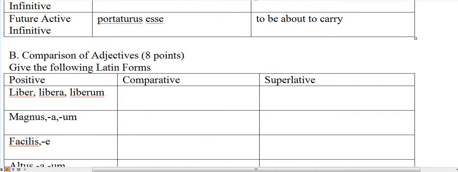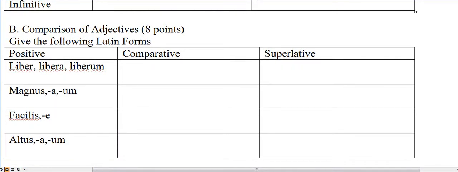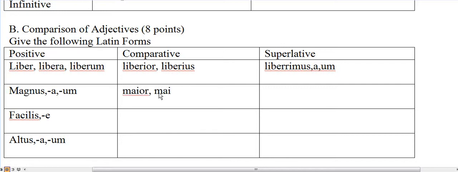Now that you have comparison of adjectives, I will give you the positive form, and then you will have to give me the Latin for the comparative and the superlative. So this is liber, libera, liberum. And so remember the comparative, you take the stem and you add IOR for the masculine feminine, and then IUS for the neuter. The superlative, since this ends in ER, you're going to just double the R and add imus. Now we have to recognize that magnus is irregular, and so it's going to be maior, maius, and then maximus.